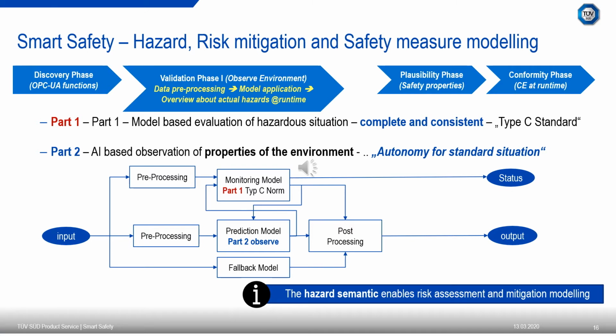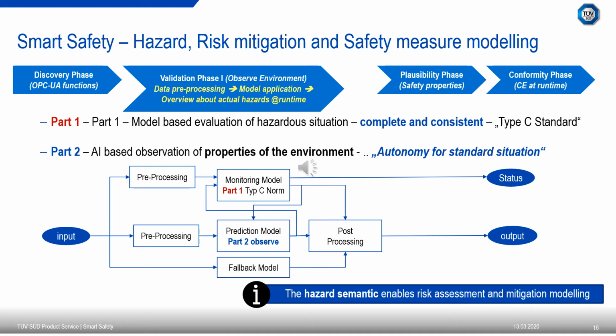Smart safety means hazard, risk mitigation, and safety measure modeling. And as always, we are discussing in this validation phase data pre-processing, model application, overview about actual hazards at runtime, develop all the structures that are required. So I like to highlight again, part 1 is the theoretical part that we define during the factory building process, during the certification of all the machines that have these models. It is complete and consistent and accepted in the community.